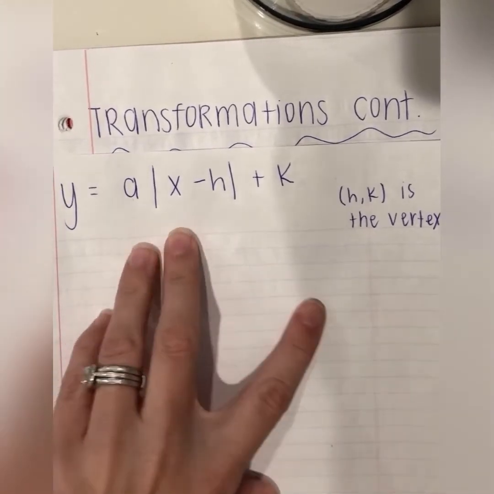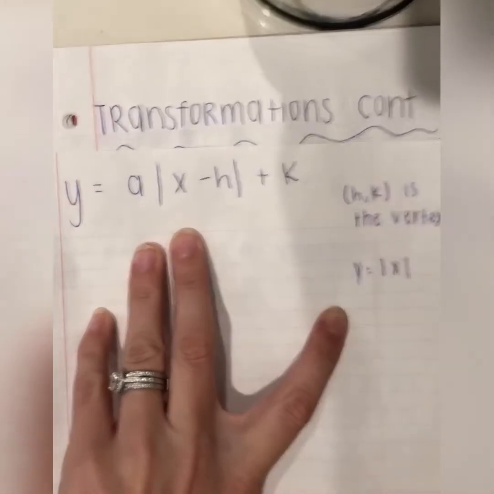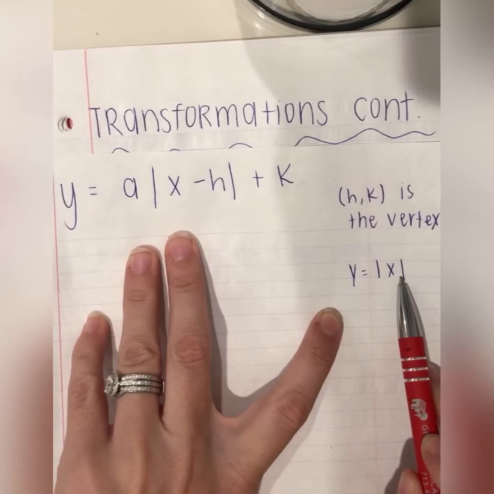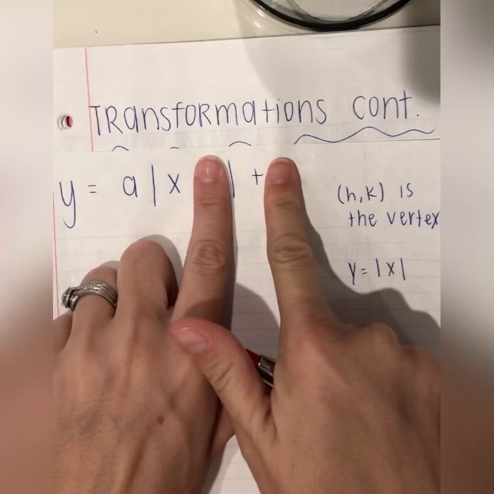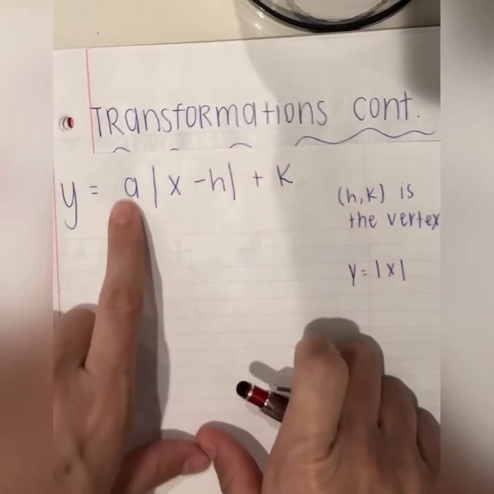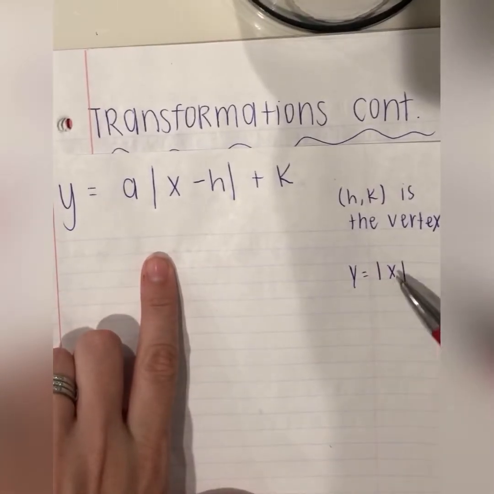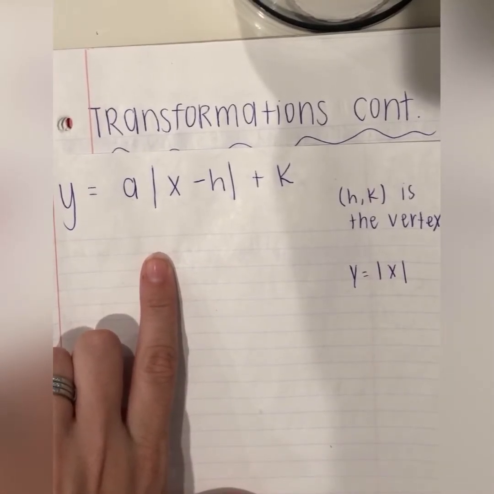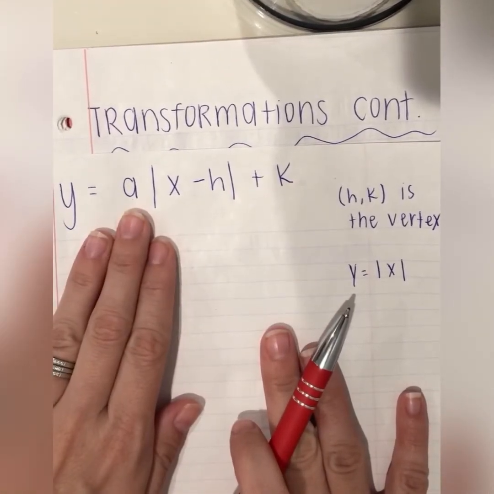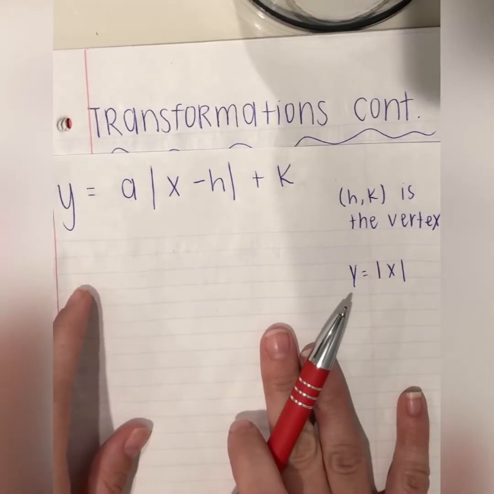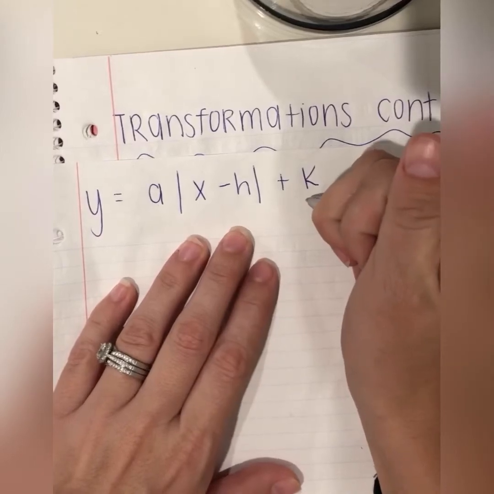That's why with the parent function, when you have y equals the absolute value of x, your vertex is 0, 0, so there's not going to be an h, and there's not going to be a k, right? And then your a value is just a 1. So 1 times the absolute value of x, this is our parent function. Okay? So we're going to use this to represent our different transformations. Okay, so first one I want to start with is the k.